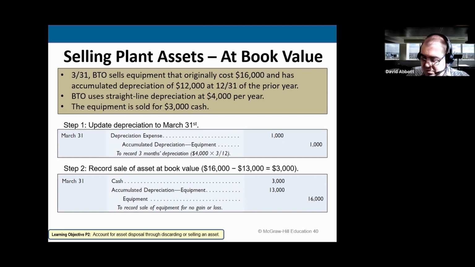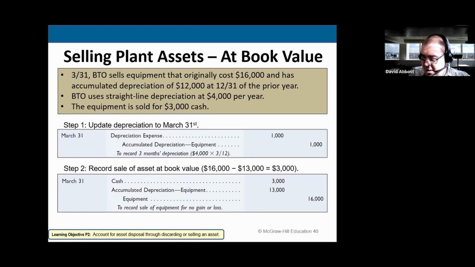So now steps 2 through 4 can be reflected in one final entry that depends on the amount received for the asset sale, in this case $3,000. So we would debit cash $3,000 because we're receiving cash, debit accumulated depreciation, equipment, $13,000, to remove that from our books, and then we will credit the equipment $16,000 because that removes it. And so that is the sale of equipment with no gain or loss, because that was what the book value of it was, $3,000.